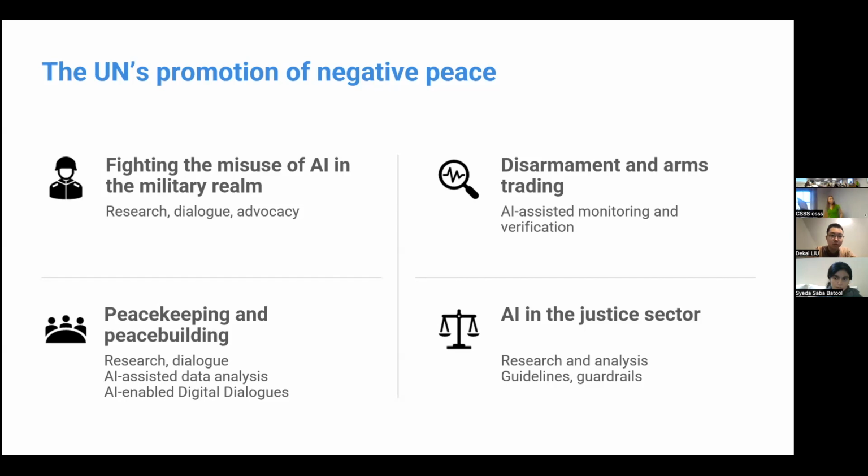Then a second area where the UN is active in trying to promote negative peace in relation to AI is in disarmament and arms control. We've also heard a little bit about that already today. AI can be used to assist verification and monitoring of weapons tests and of nuclear facilities, civil nuclear energy facilities, which could be used to produce weapons-grade material.